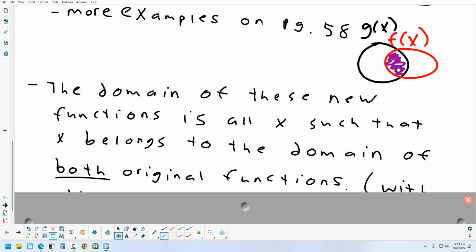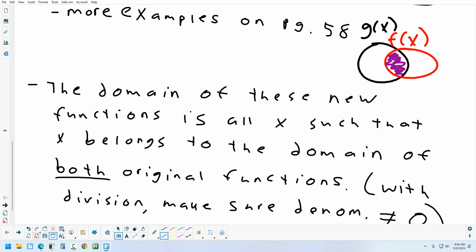Now, the only extra thing that can happen is if we create two functions and we use division to do it. Not only does the domain have to be all the numbers that were in the first function, all the numbers that were in the second function, but we also have to make sure that we don't divide by what number? Yep, 0. We also have to make sure that we don't end up with a 0 in the denominator.